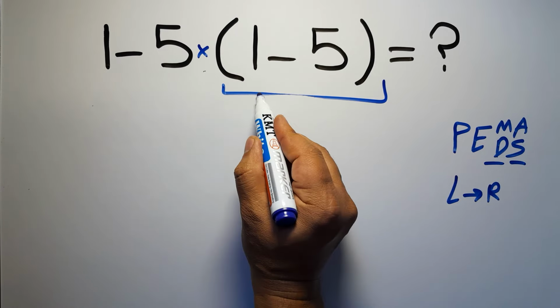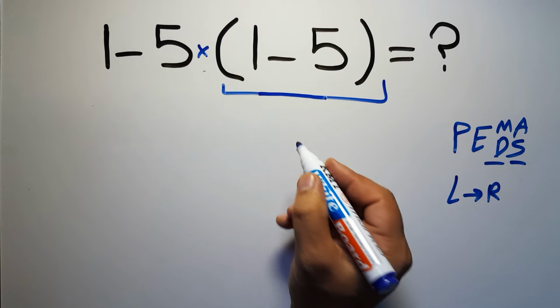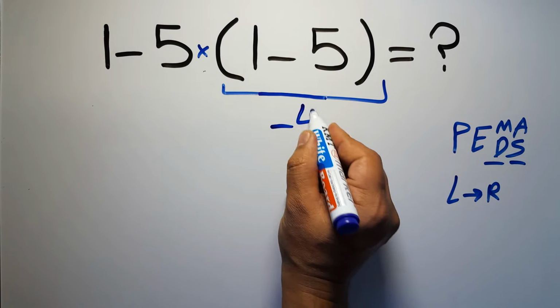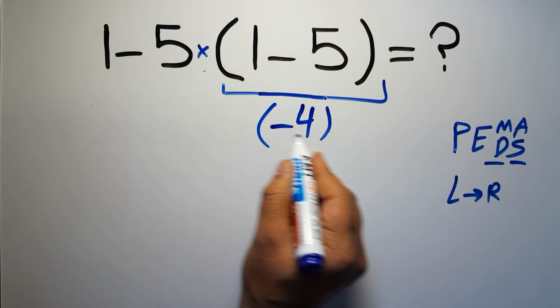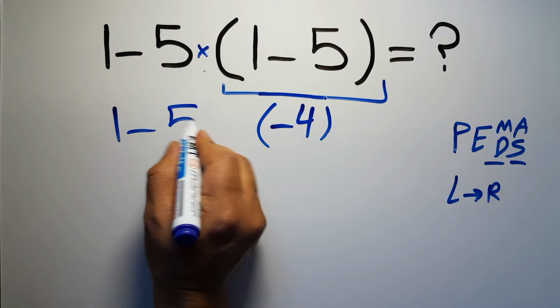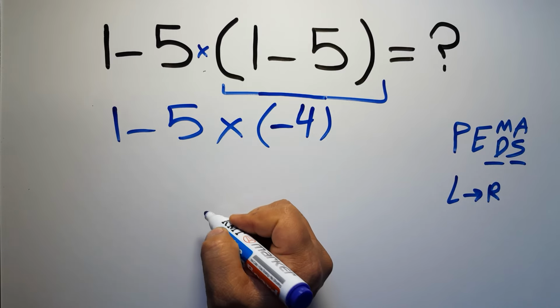So first we have to do this parenthesis. Inside this parenthesis we have 1 minus 5, which equals negative 4. So 1 minus 5 times negative 4. Now we have one subtraction and one multiplication.